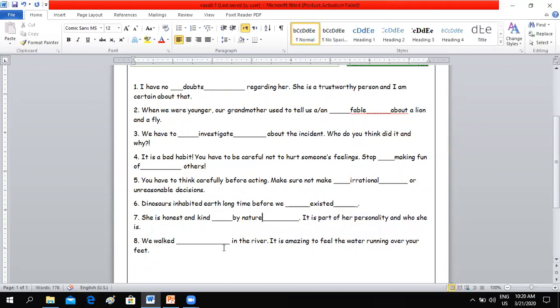Finally, we walked barefoot on the river. It's amazing to feel the water running over your feet. Feet, water, barefoot. And the key word here is to feel water running over your feet because you are barefoot.